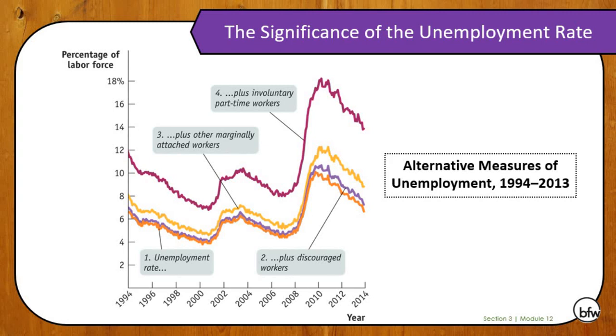Now these are alternative measures of unemployment between the years of 1994 and 2013. So the orange line right here is the generic unemployment rate. The next one, the purple one right above it, is if we add in discouraged workers. You'll notice that when times are good, there are not as many discouraged workers, but as there's a recession, the number of discouraged workers will kind of separate from everyone else. All right, and so you'll see that little gap there.